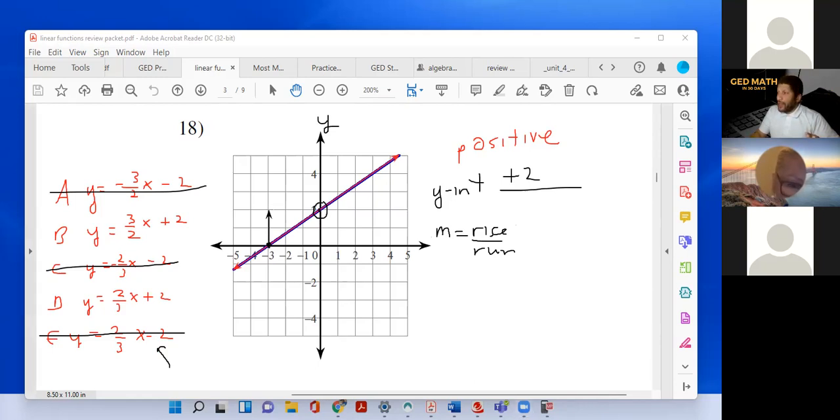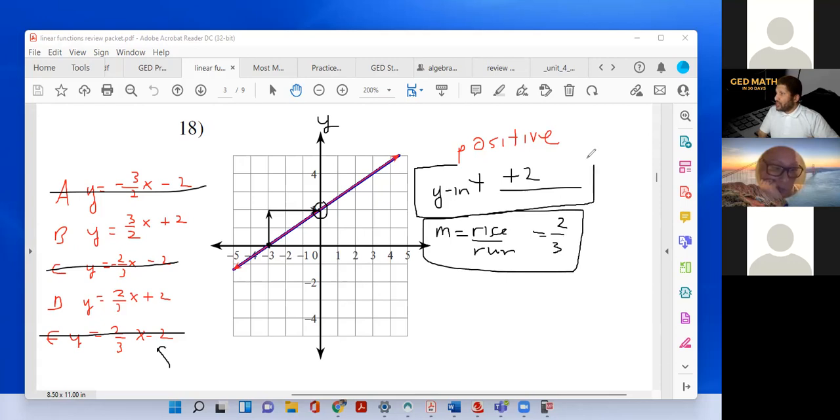Okay, so now we got to find our run. Let me grab my arrow again. And our run is, which way are we going? We're going left or right? Right. Count with me. 1, 2, 3. Our run is 3. So what's our slope? 2 over 3. So we know our slope is 2/3.